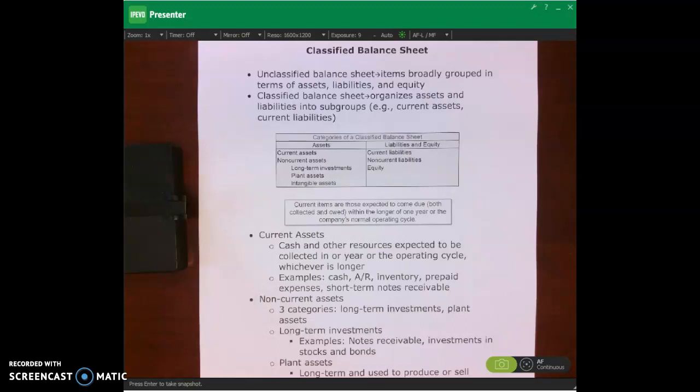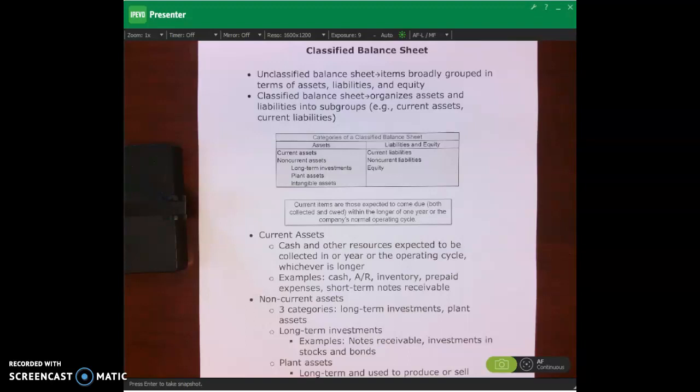Hello and welcome. I'm on page 79 of your course pack, and I'm going to be talking about the classified balance sheet in this lecture video, okay? I'll also do some practice problems associated with the classified balance sheet.